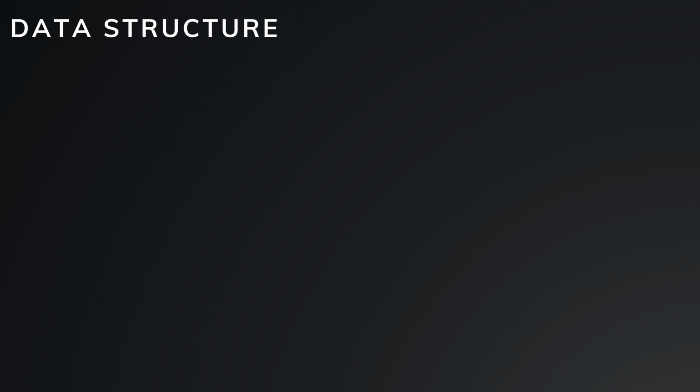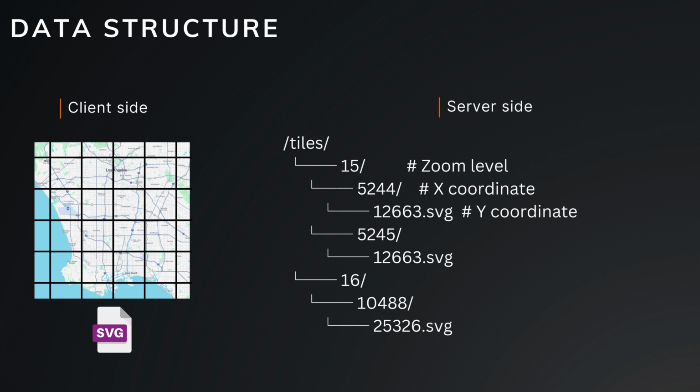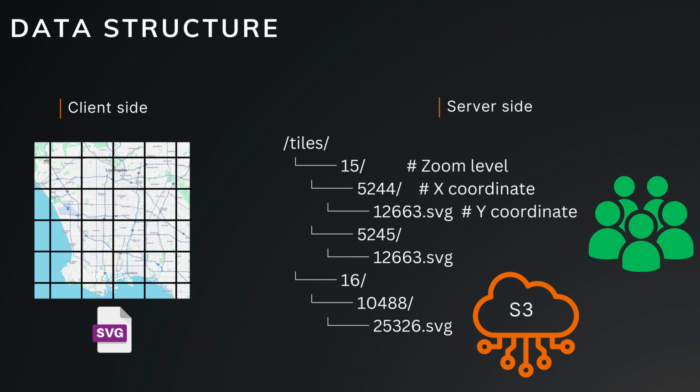Now let's talk about data structure. On the client side, tiles are simple SVG files. Nothing too special here. On the server side, we manage all tiles as static files and update them when it's necessary, for example, 1 time per week. These tiles are stored in a file system structure based on their coordinates and zoom levels. This approach allows us to search tiles quickly and efficiently, reusing the same tiles for every user. We can use cloud storage like S3 for scalability, as I mentioned previously.